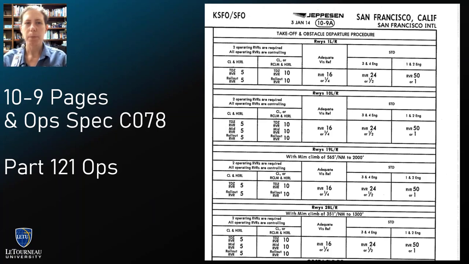But what I want to get into is a discussion of OpSpec C78 and how this page that Jeppesen creates for 121 operators really exists for 121 operators to apply their OpSpecs at various airports. So let's get into some examples of that.